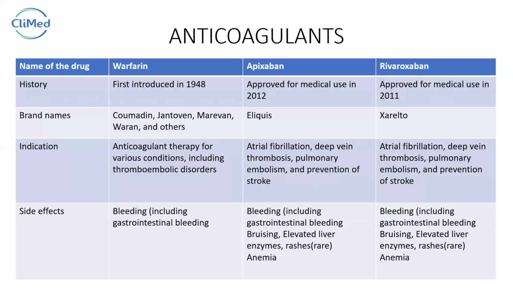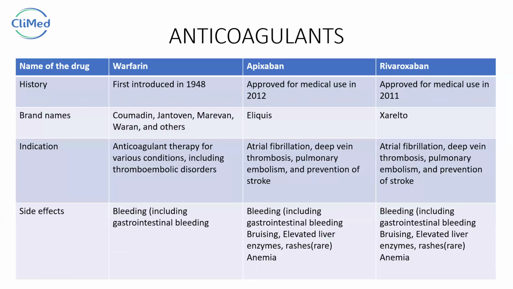Next is anticoagulants. Anticoagulants are used to reduce coagulability of the blood. They can be classified into two based on route of dosage: IV and oral. IV forms include heparin, LMWH, fondaparinux, and bivalirudin. Here only oral anticoagulants like warfarin, apixaban, and rivaroxaban are introduced.